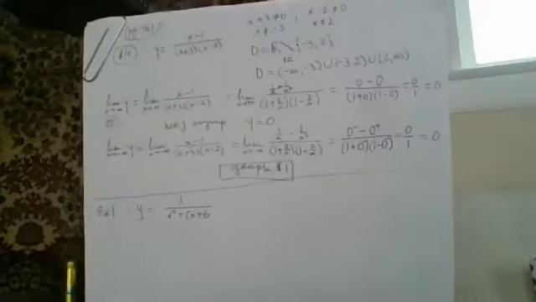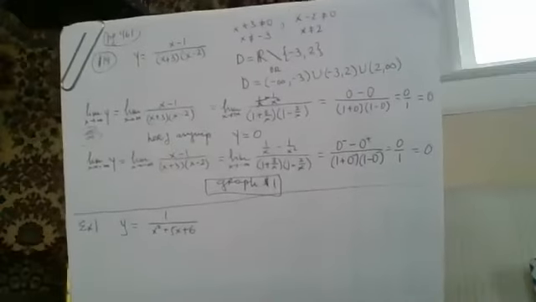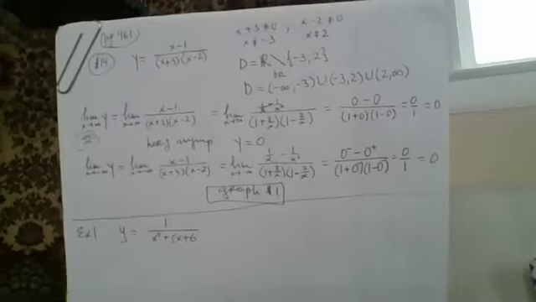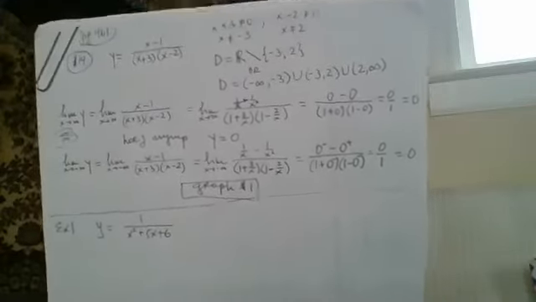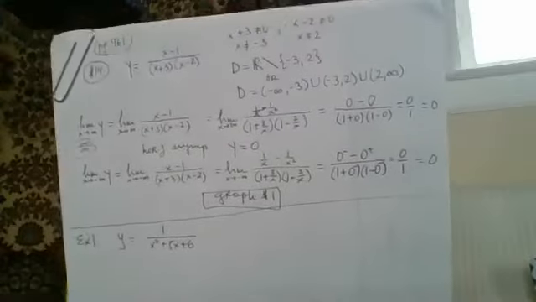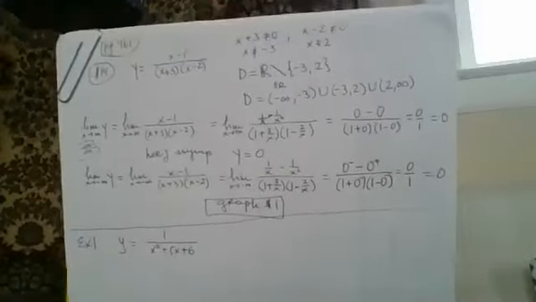This time we have a more traditional form of the problem. We will have a problem where the function will be given. Let's say y equals 1 over x squared plus 5x plus 6. A typical rational function. And we need to build the graph of that function. First, I recognize the function. It is a rational function.